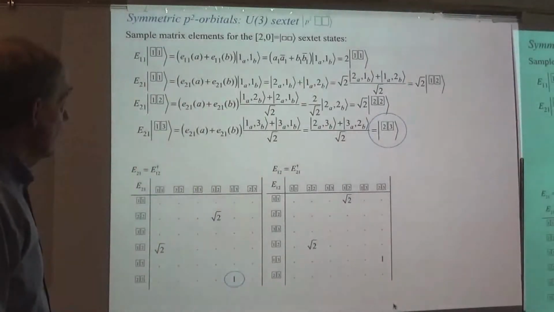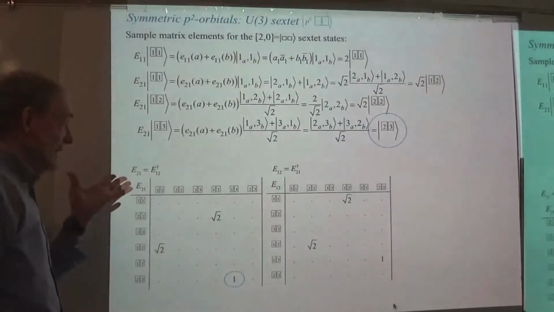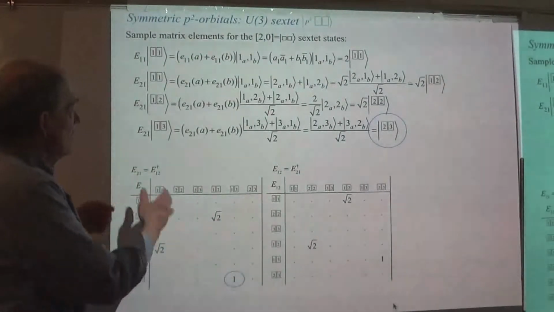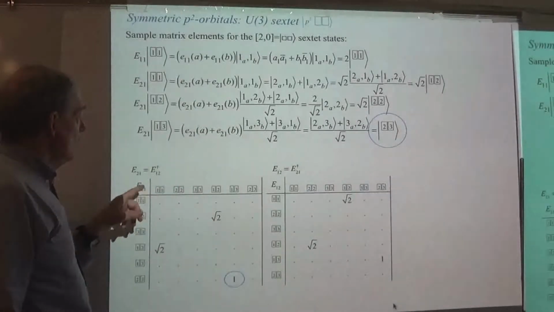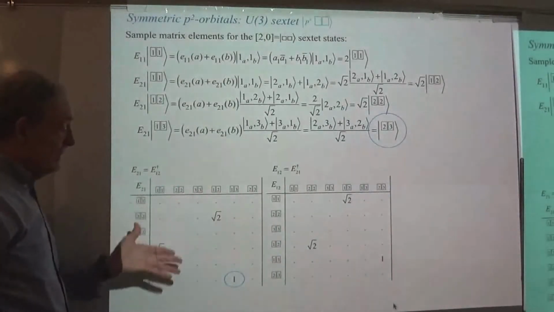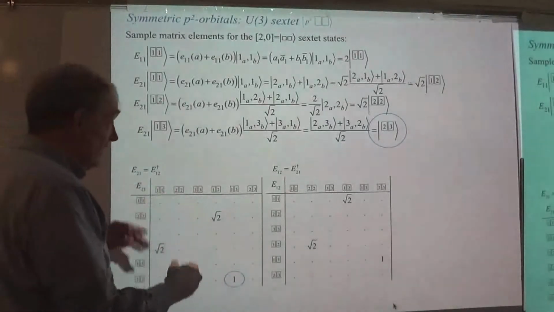Now, here's another one that's kind of interesting. I've got a 1, 3 here. This is U3, so let's get 3 going here. And I'm going to still use the same 2, 1 operator. So I'm going to finish this matrix pretty quickly here.